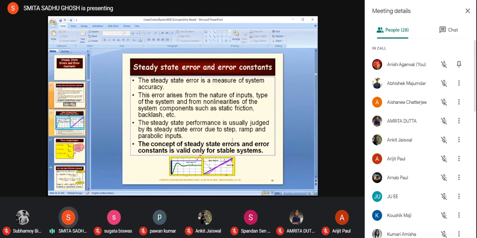The concepts of steady state errors and error constants are valid only for stable systems. So this thing is very important. For unstable systems, there's no question of steady state, and for that matter, steady state errors. Even if you calculate something, that is going to be wrong or not relevant, at least you can say. So if you are going in for an error analysis, the first thing that you have to look at is whether the system is stable in the first place. Only then can steady state errors and error constants be calculated.